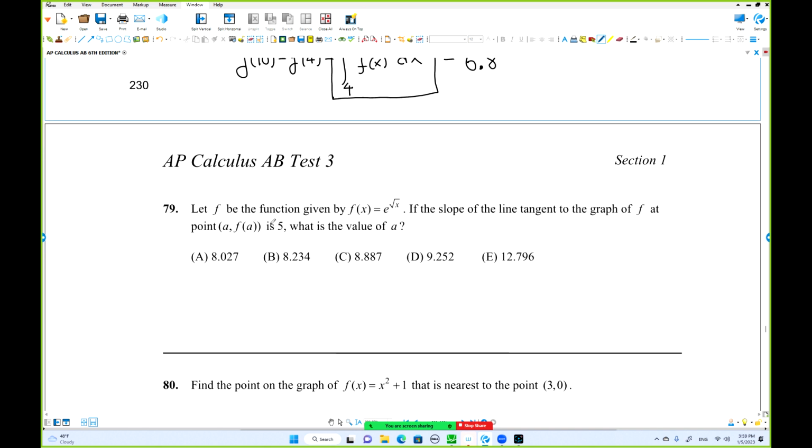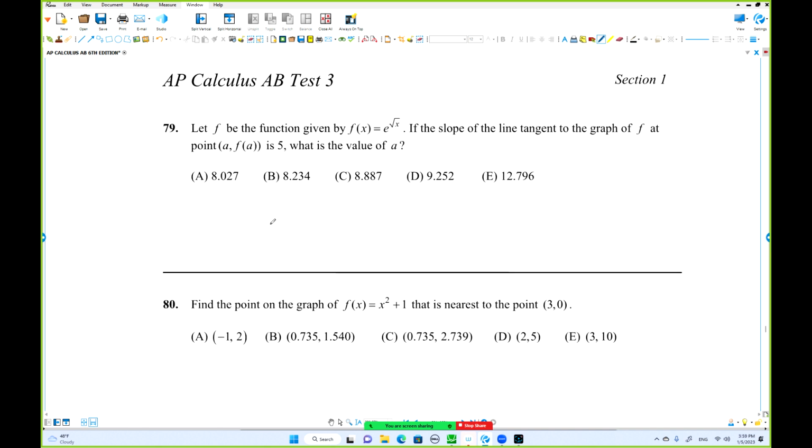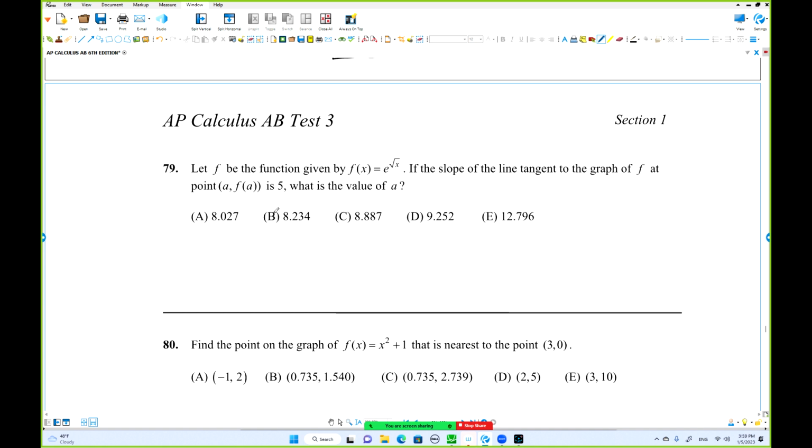Number 79. f is the function given by e to the square root x. If the slope of the line tangent to the graph of f at x equals a, f of a, that is a point, right? Actually, when x is a, y is e to the square root a, right? Yeah. Yep, the slope of the tangent line is 5.